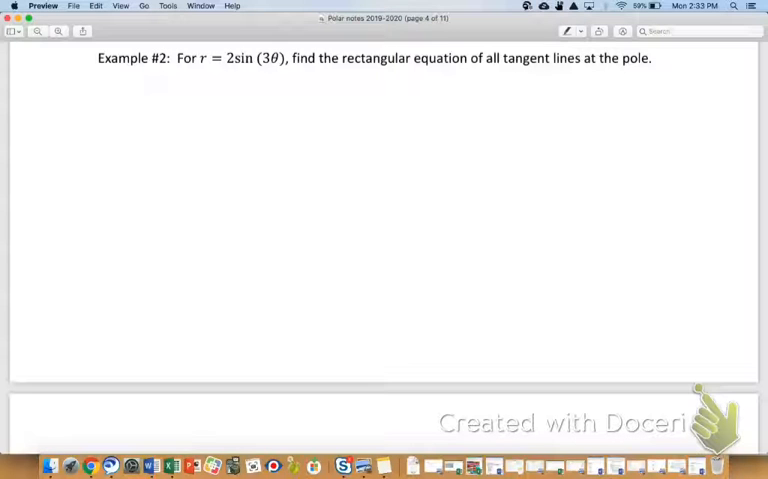Okay, so we are graphing on our calculators in polar mode. Example number 2.